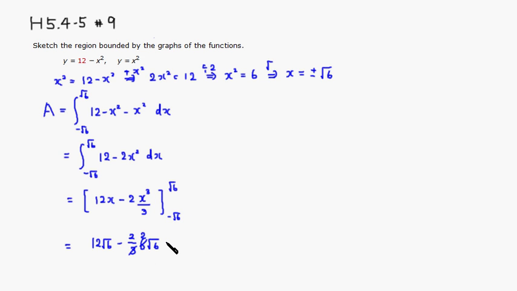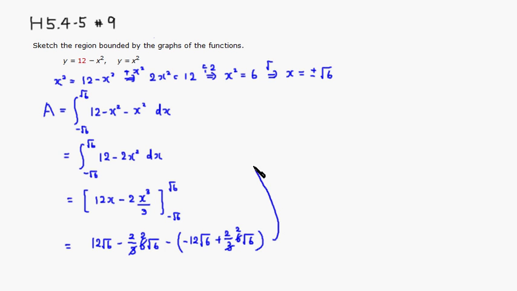Then minus, plug in the negative square root of 6. So it's negative 12 square root of 6. Then you have negative 2/3, but the negative square root of 6 cubed would still be negative, so that's going to turn into positive, and again it's a 6 square root of 6. Again, 3 and 6 cancel out, so you have a 2 on top.